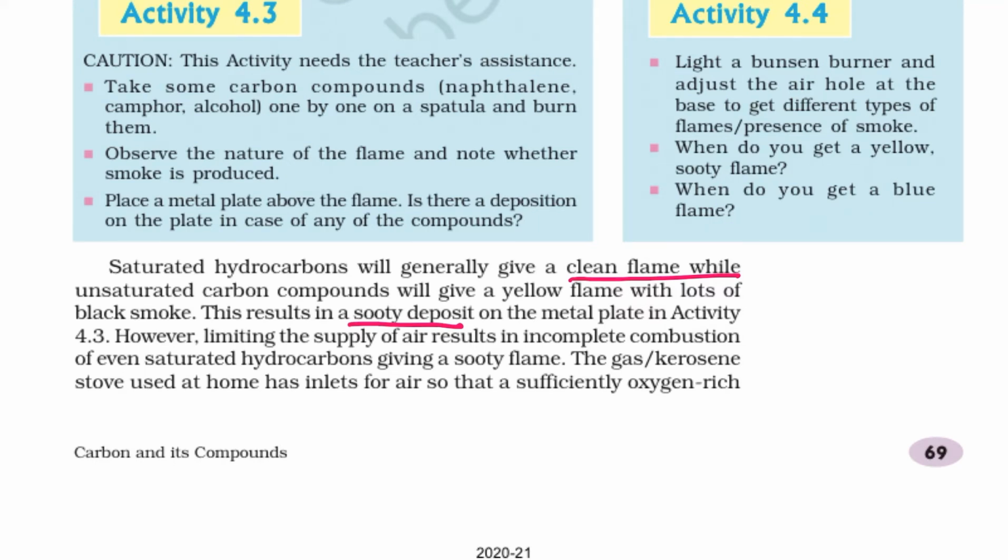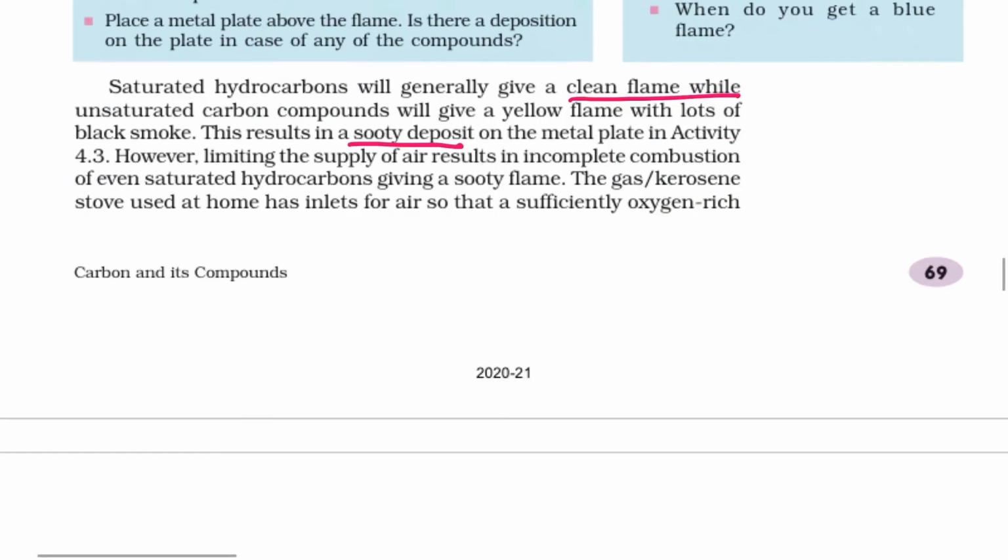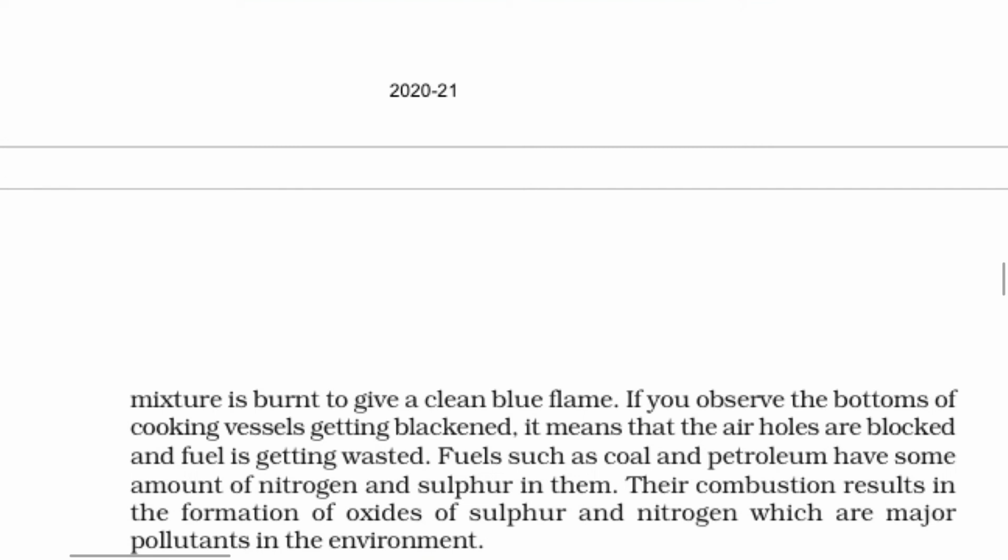However, limiting the supply of air results in incomplete combustion of even saturated hydrocarbons, giving a sooty flame. The gas and kerosene stoves used at home have inlets for air so that a sufficiently oxygen-rich mixture is burnt to give a clean blue flame. If you don't see a clean blue flame when you light your gas stove, and a black sooty deposit is observed on the vessel, it means the oxygen supply is not good. If you observe the bottom of the cooking vessel getting blackened, it means the air holes are blocked and the fuel is getting wasted.